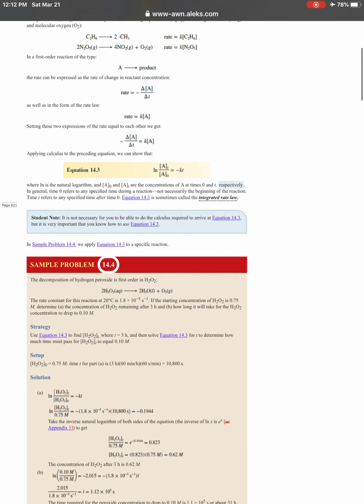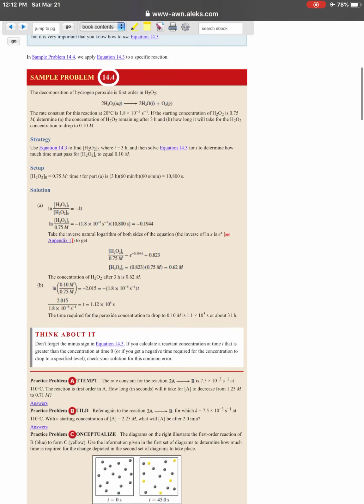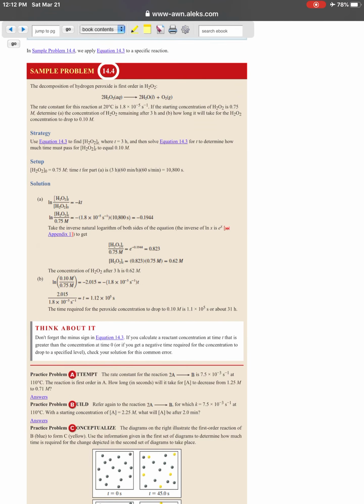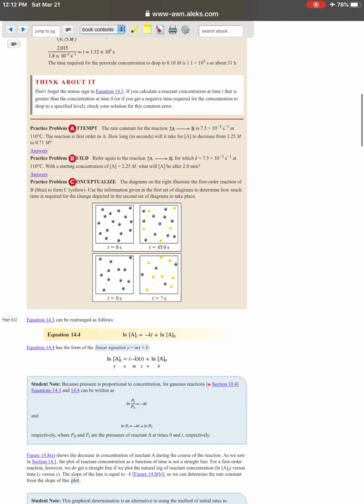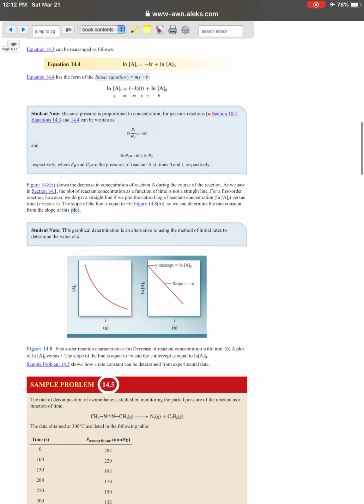So if you take a look at sample problem 14.4, that one right there will give you an example of how to use equation 14.3 to solve a problem, as will the practice problems A and B. Now, moving on.